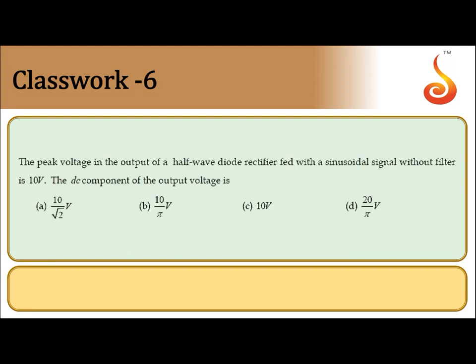Just moving on to next one. The peak voltage in the output of half wave diode rectifier fed with a sinusoidal signal without filter is 10 volt. Then DC component of the output voltage is, see, DC component of output voltage is given by peak voltage divided by pi. So peak voltage is given, it is 10 volt. So 10 divided by pi. So it should be option D.